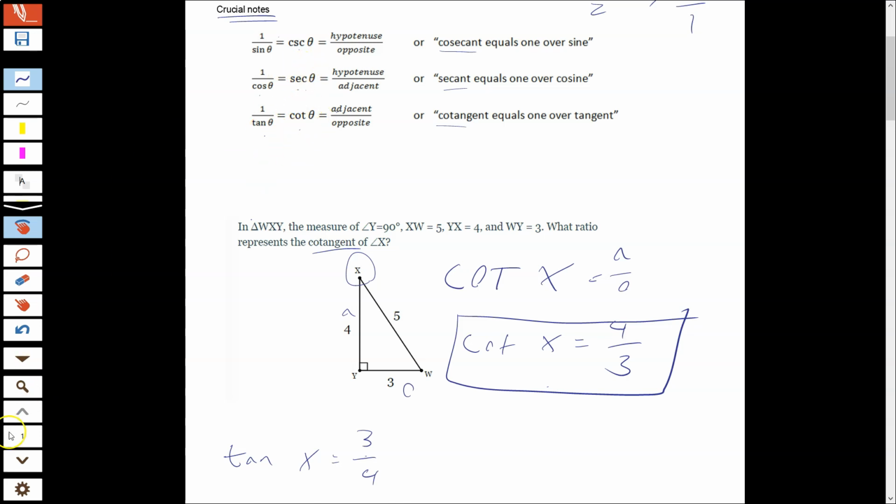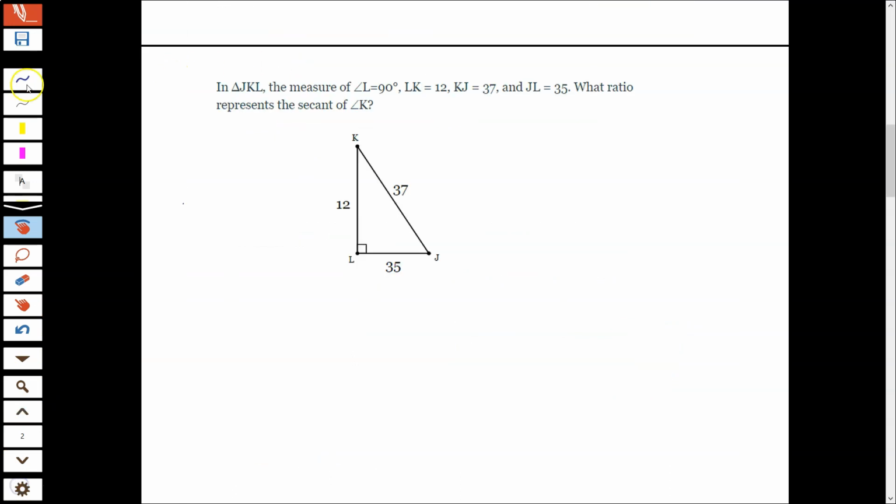We'll do 2 more just so you can see all 3. But again, this is not super hard. Secant of k is what we want in this one. k again is the top angle. Secant of k is the opposite of cosine, right? So instead of adjacent over hypotenuse, it's hypotenuse over adjacent. Secant k is 37 over 12. And that's it. Notice if I wanted the cosine of k, I would say 12 over 37. This lesson is really about getting comfortable with these, and eventually you should have them memorized.